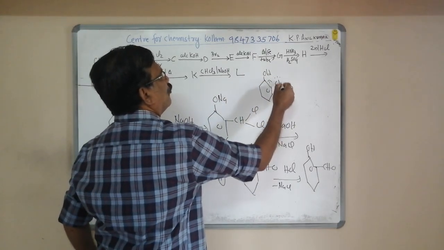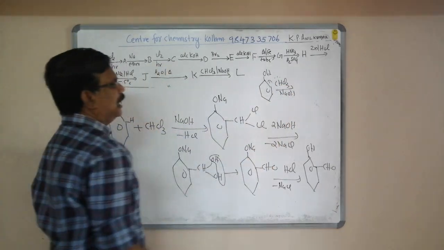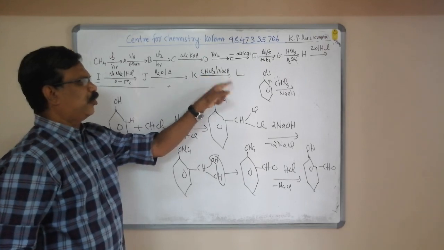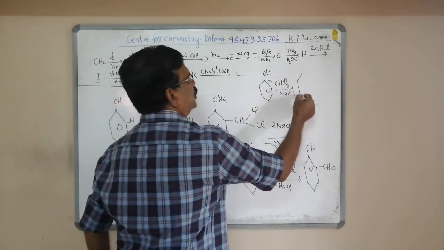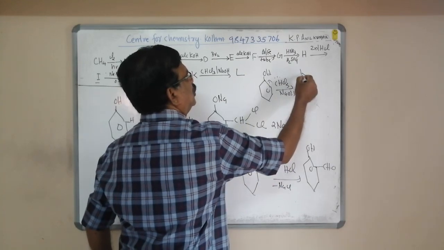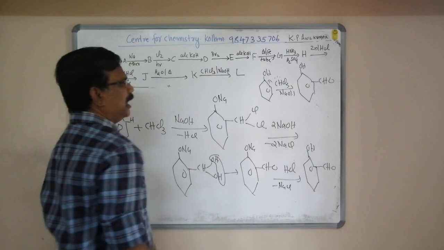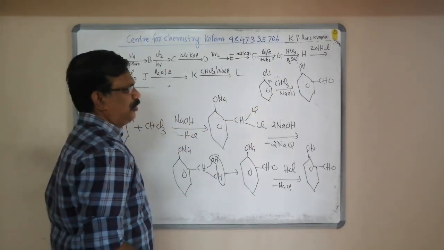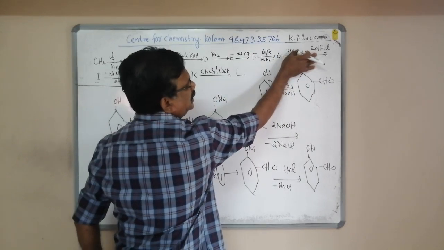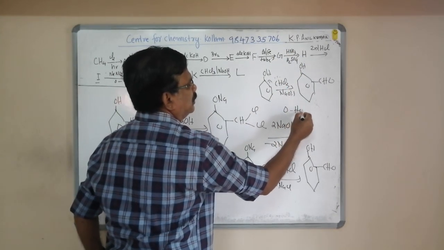After adding chloroform and alkali to phenol K, a CHO group is introduced in the ortho position. An aldehyde group is introduced in the ortho position. In the same way, a CHO group can be introduced in the para position also. This is benzaldehyde, and this compound is ortho-hydroxy benzaldehyde.